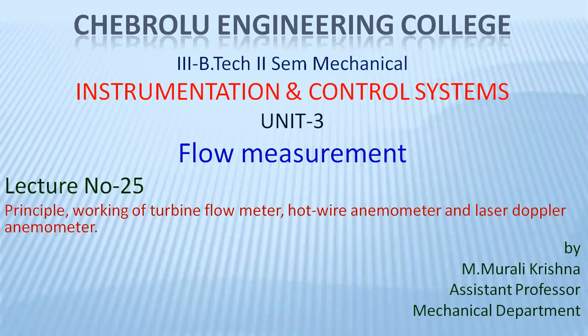In this class, we will see first the turbine flow meter. In the turbine flow meter, we will see the working principle and the operation of this turbine flow meter, and what its advantages and disadvantages are. And next, the hot wire anemometer. In the hot wire anemometer, we will see the construction and the operation of the hot wire anemometer, and its advantages and disadvantages. And the final one, the laser Doppler anemometer.